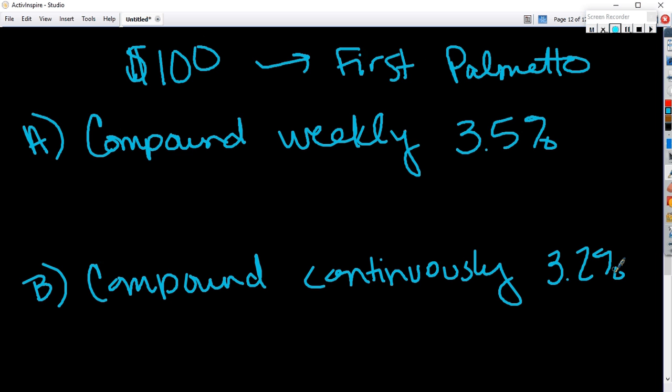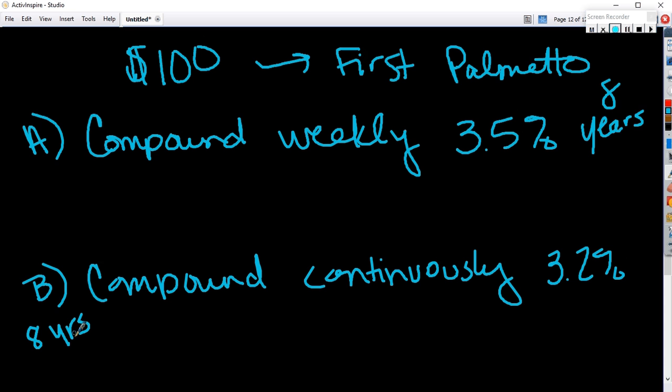Which one are you going to get more money in? So what you want to do, let's do the same 8 years we started with before. How much is in there after 8 years? 8 years. What's continuously? How do you do that one?